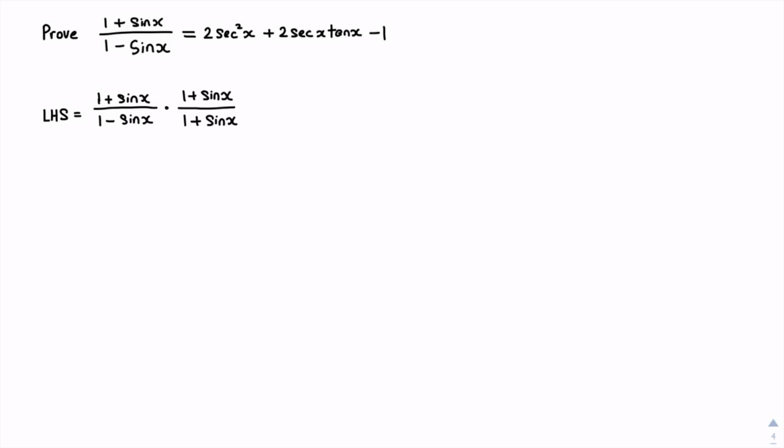The reason is because I noticed that the first term on the right-hand side is 2 secant square x. And I know that secant x is 1 over cos x, so the first term on the right-hand side is actually 2 over cos square x. So there is a cos square x in the denominator. On the left-hand side, the denominator is 1 minus sine x, and I want to try to make cos square x appear. The way to do this is to multiply by 1 plus sine x, because then the denominator becomes 1 minus sine square x. Right? 1 minus sine x times 1 plus sine x is 1 minus sine square x. And that is actually cos square x.